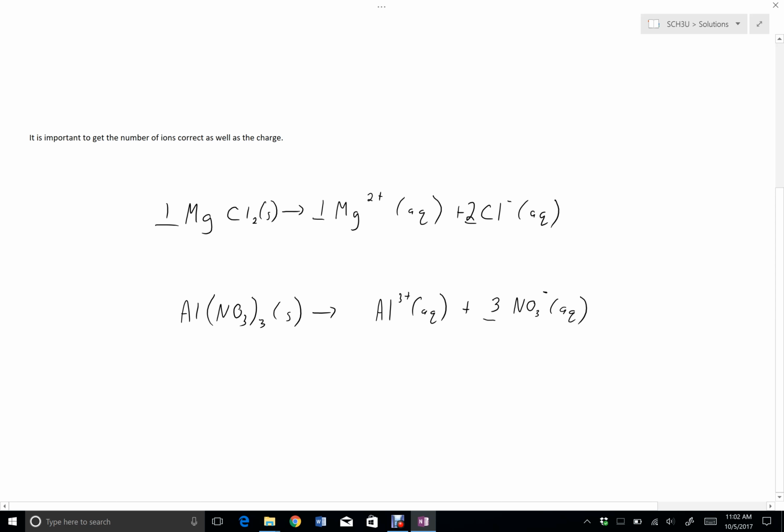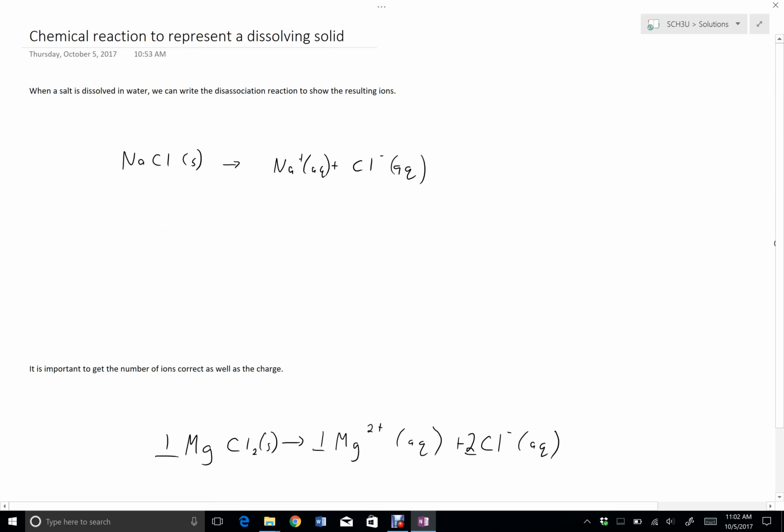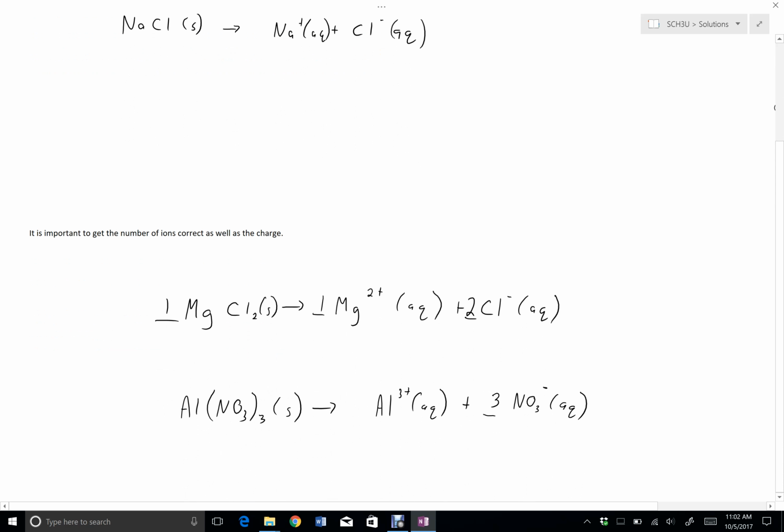So that is how we show a dissociation reaction, or a salt dissociating in a liquid, and that's what we mean by going into solution.